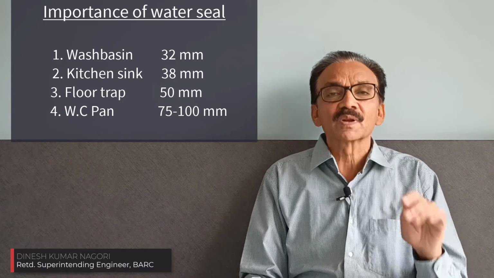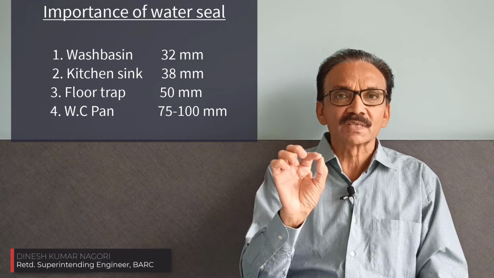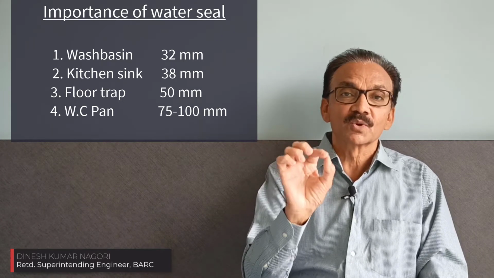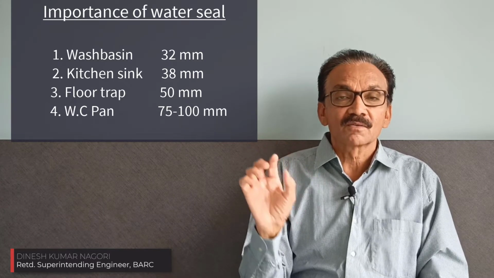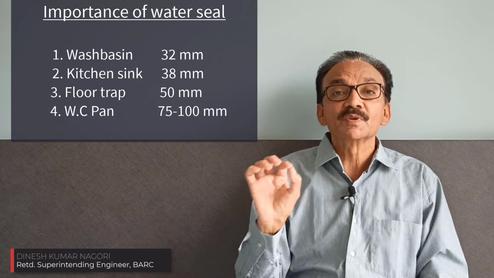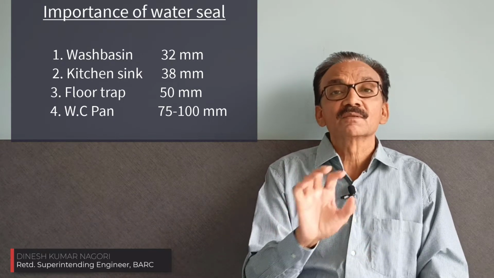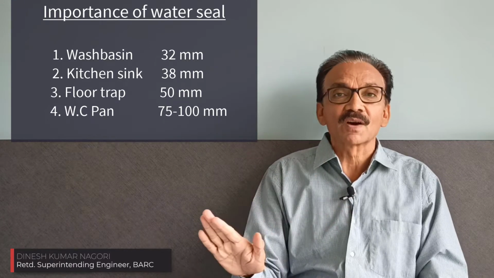Now the minimum requirements of water seal are, for example, for a wash basin, it must be minimum 32 millimeter. For kitchen sink and urinal, it must be minimum 38 millimeter. For floor trap, it must be minimum 50 mm. And for WC, it must be minimum 75 mm to 100 mm. These are the minimum requirements.